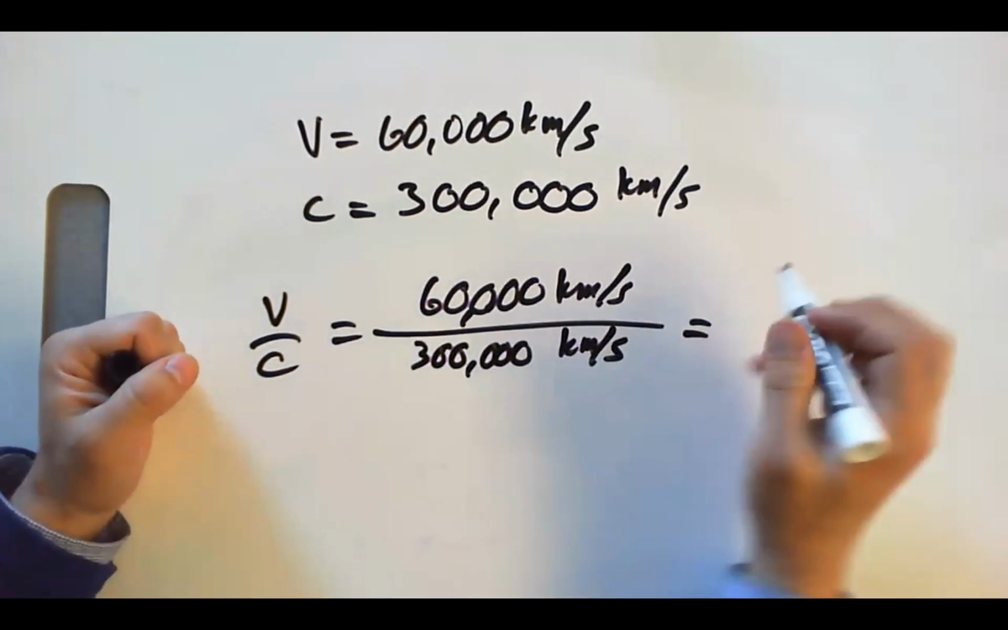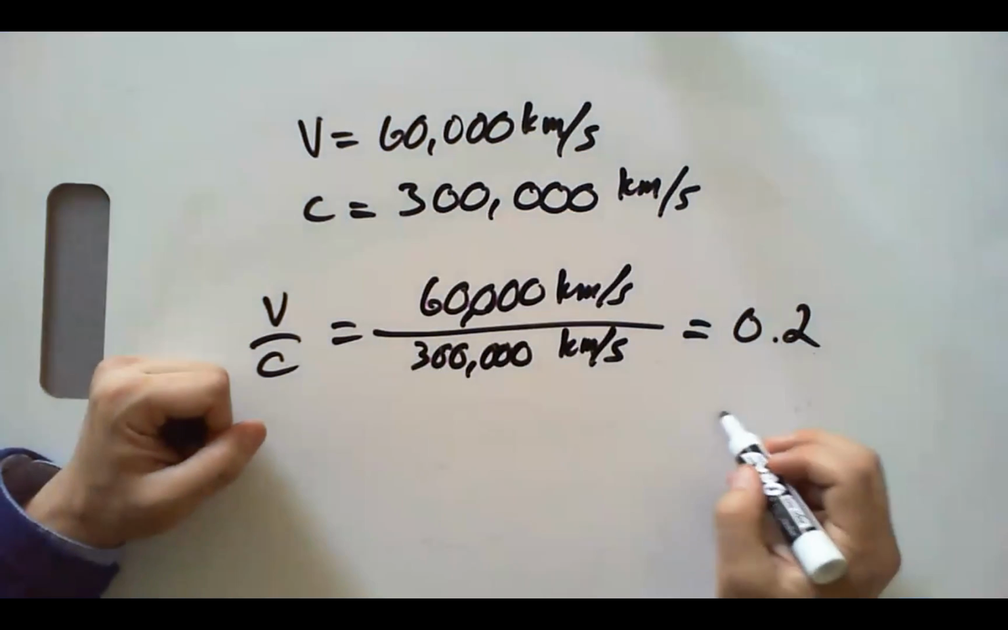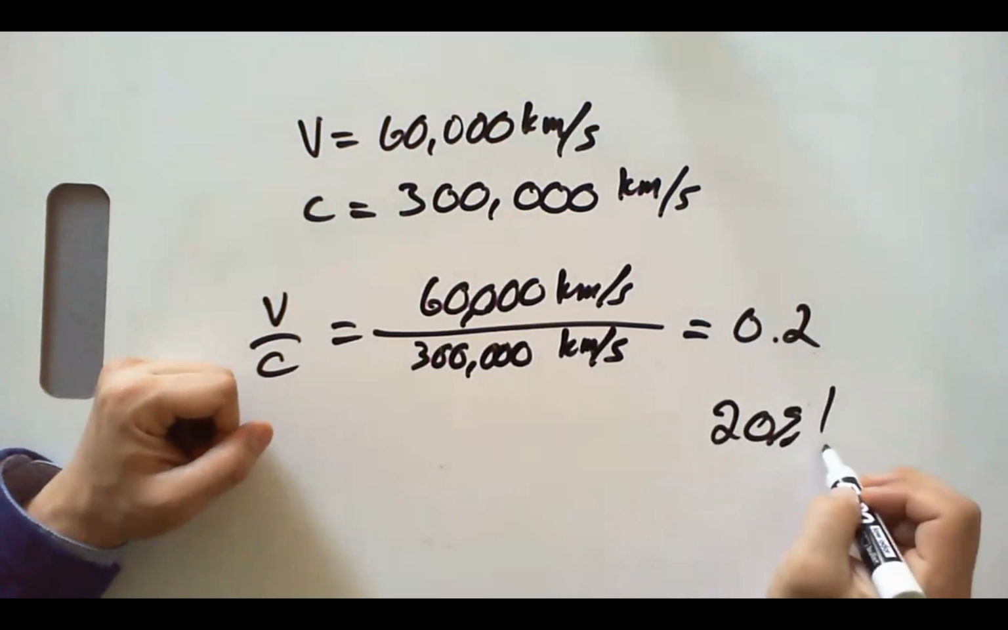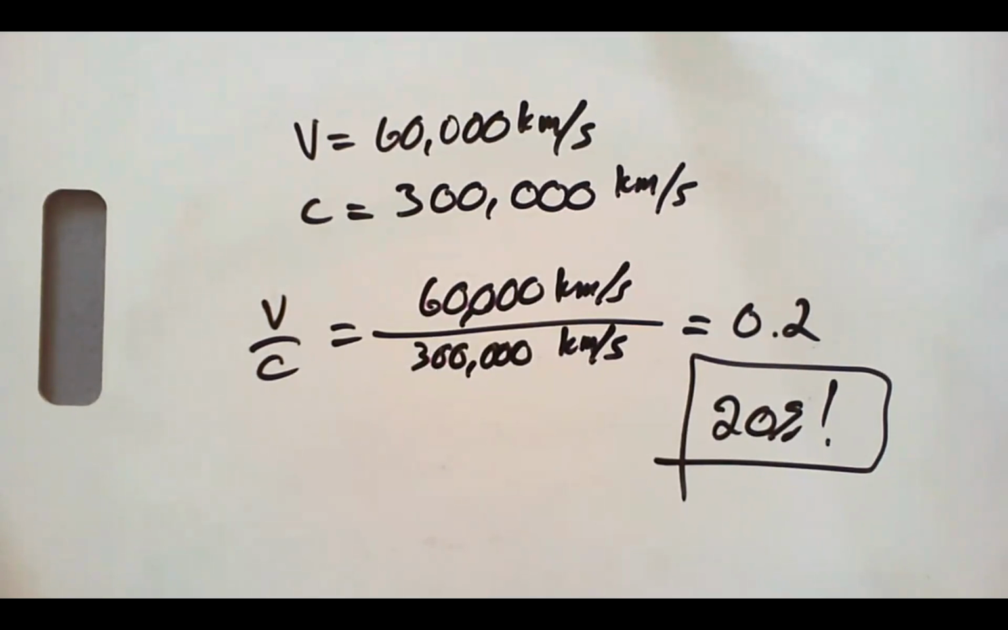What do you get? 0.2. 20% the speed of light. This galaxy at the bottom of the previous slide is moving away from us at 20% the speed of light. What on earth could get that galaxy moving that fast? And all galaxies at that distance moving that fast. Crazy to think about.